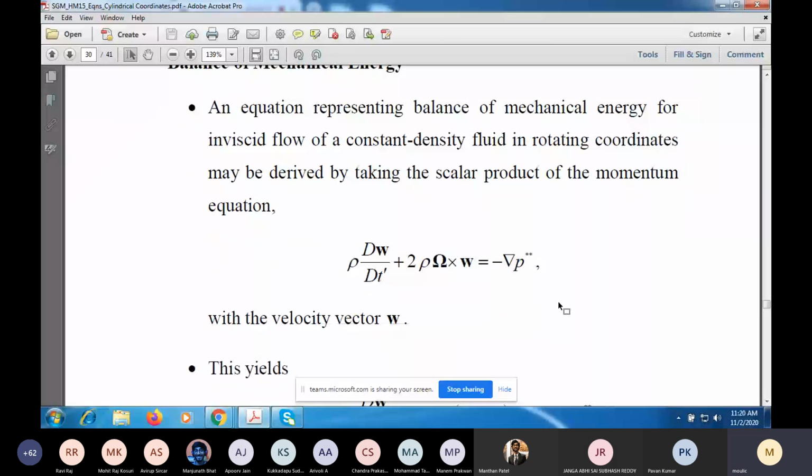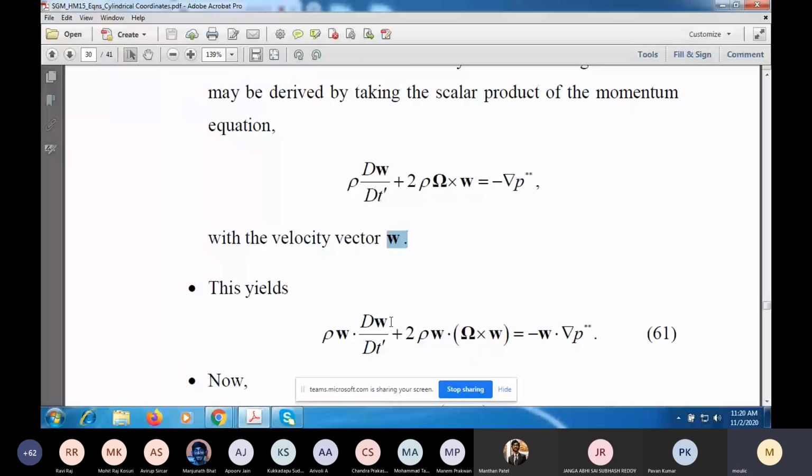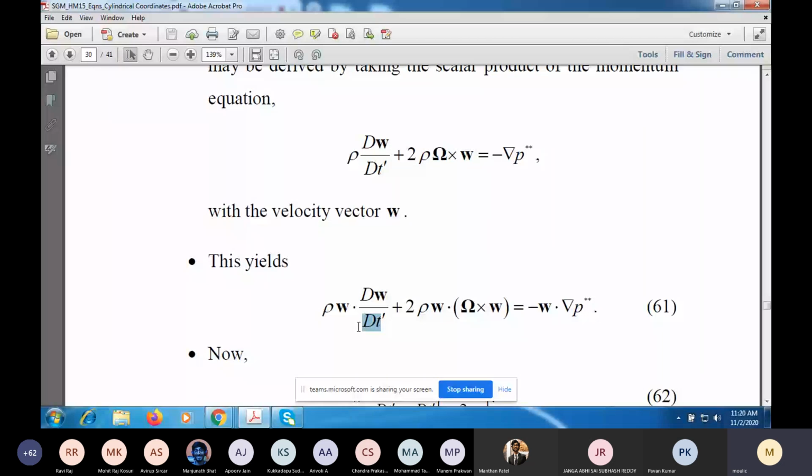Now we start with this equation, the momentum equation, in the rotating coordinate system. And of course I have assumed the density to be constant in defining my P star star. So this P star star has a density built into it. Okay. We take the scalar product of each side with the relative velocity W. Okay. Then the left hand side will have two terms, W dot d/dt prime of W multiplied by rho plus this Coriolis term, and the right hand side will be minus W dot grad of P star star.